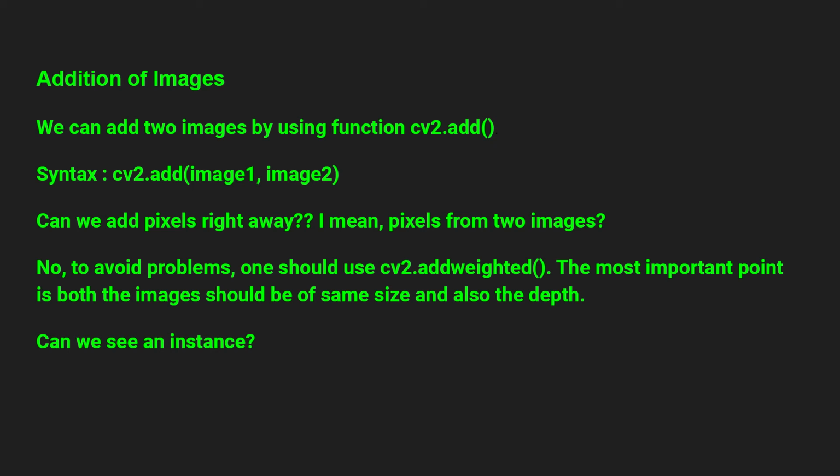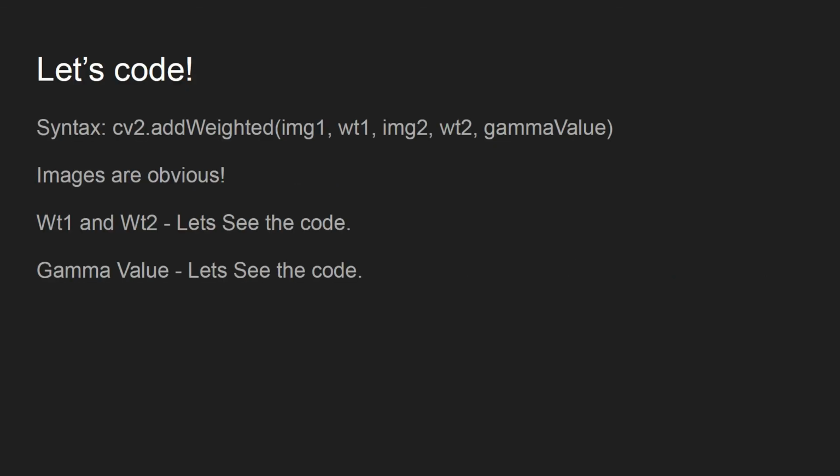So what we do is we have another method called cv2.addWeighted, and this one is the best option for mixing two images together or adding two images together. We will code that right now and I'll show you how exactly we have coded, and see that the syntax is presented in front of you.